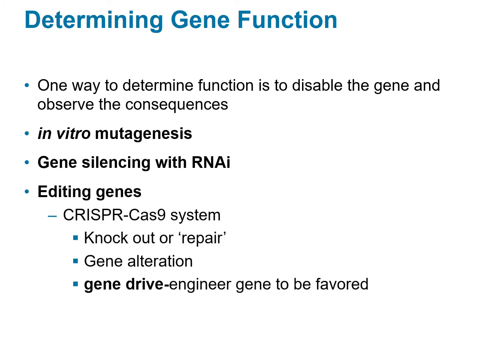And then another, more recent form of editing genes, where you can edit them in vivo, is called the CRISPR-Cas9 system. This allows you to knock out or repair a gene, alter the gene, and it can allow you to drive genes or engineer genes to be favored. In this case, this is in relation to what we've talked about all semester with natural selection. So you can engineer a gene so that it is extremely beneficial, so it's more likely to be selected for.